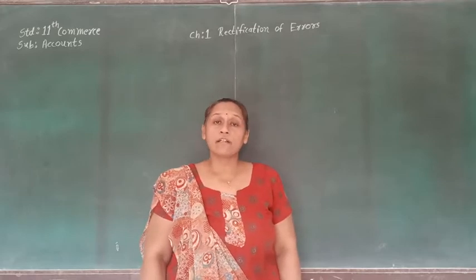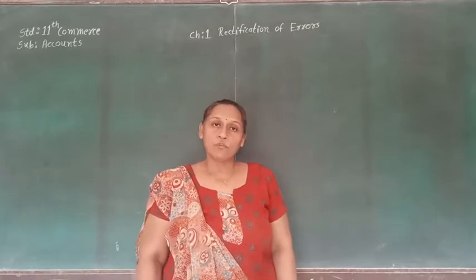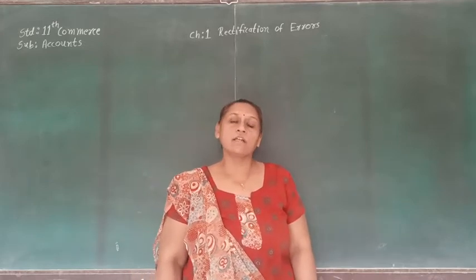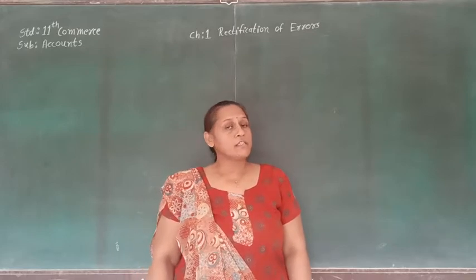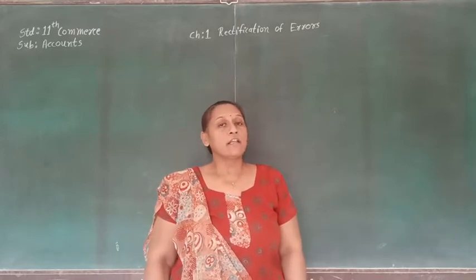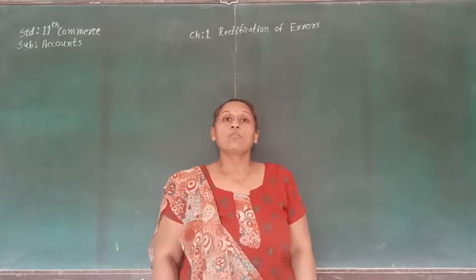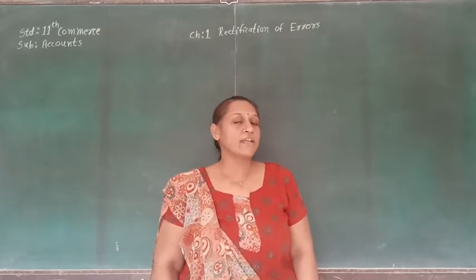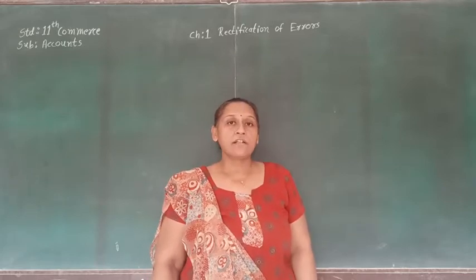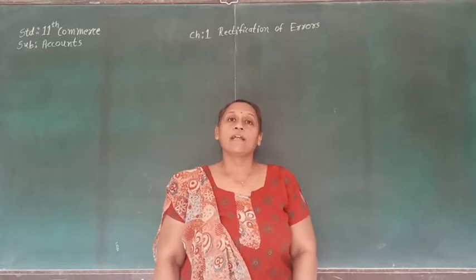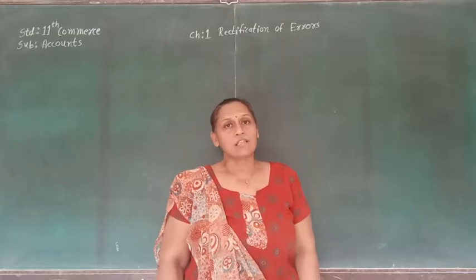As we have already discussed in part number 4 of the chapter, which is linked in the description, there is a need to open a suspense account when we are in a hurry to prepare the final account and the trial balance does not tally. So we have to open the suspense account where we can take the difference of the trial balance, and later on when we find the error, at that time we can close the suspense account.